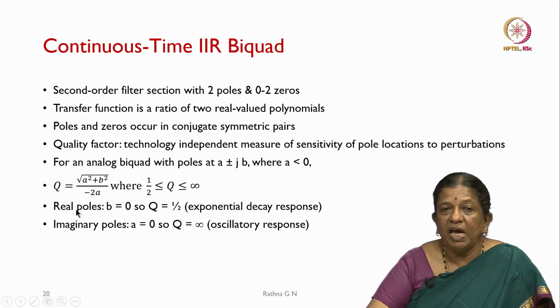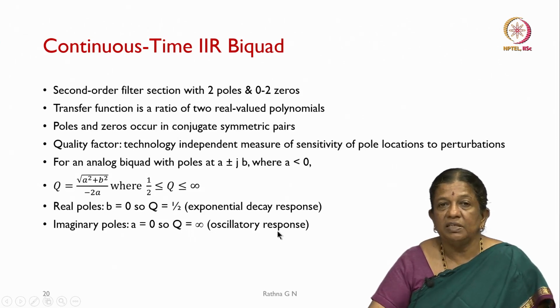So, if we have real poles, then B will be 0, so the quality factor will be half, and we call this an exponential decay response. And if we have imaginary poles, A will be 0, so Q becomes infinity. So, we say we are going to have an oscillatory response.